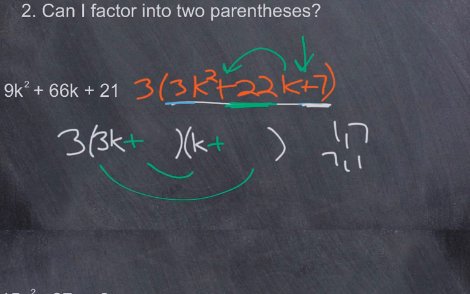So all I have to do is switch these up, put a 1 here and a 7 here. And that gives me 21k and 1k, which is 22k. So there goes our answer: 3 times 3k plus 1 times k plus 7. And again, you could have used the factor by grouping method, but when you have primes in the front and primes in the back, the guess and check is going to go a lot quicker.